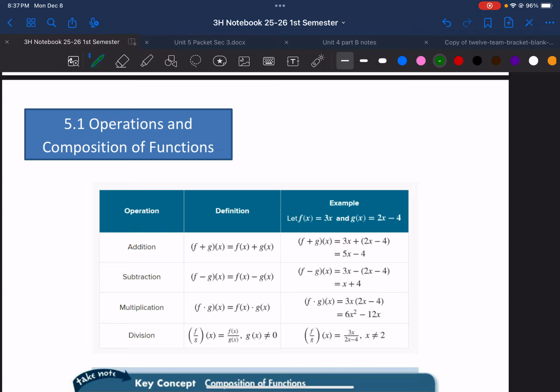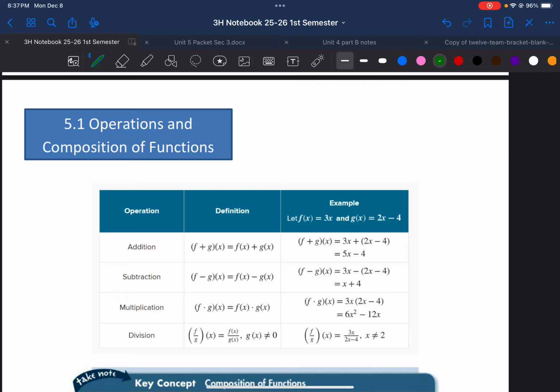I'm just so excited for this lesson, our first lesson of 5.1, our first lesson onto YouTube, onto the internet. It's just a great time. Guys, we got 5.1 operations and composition of functions.